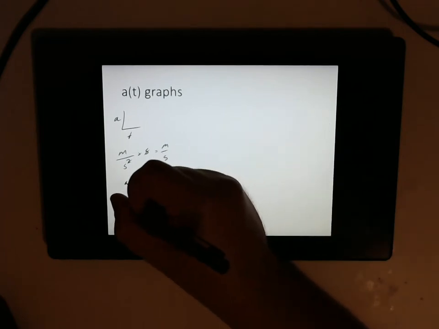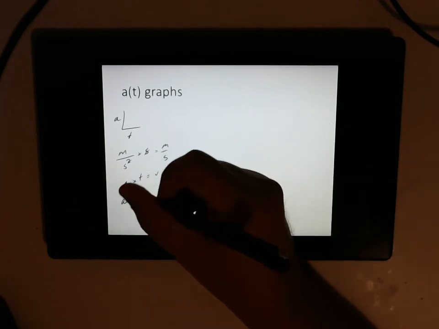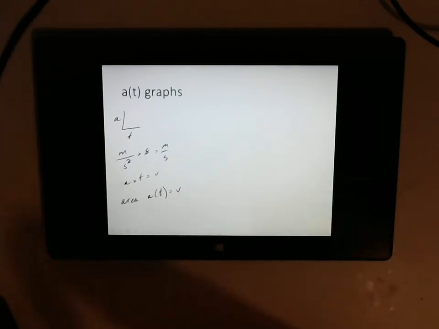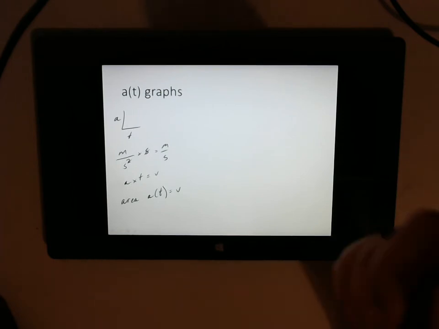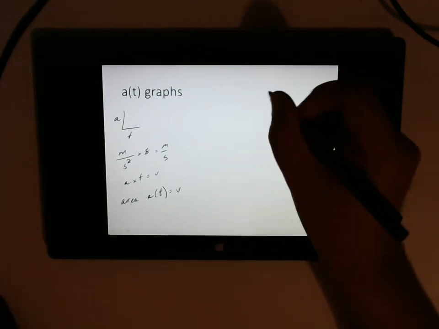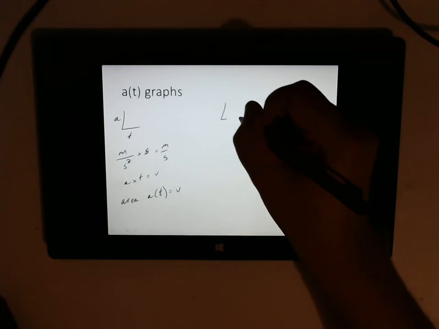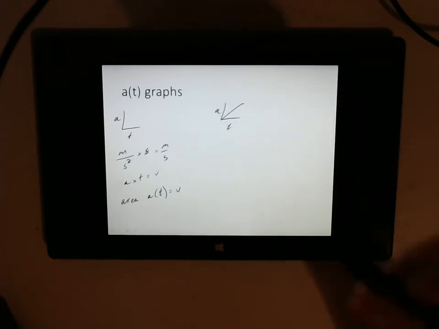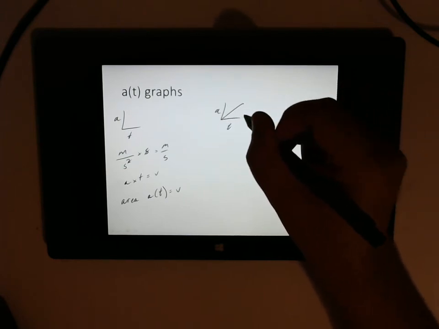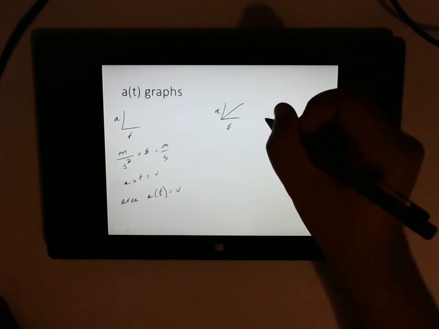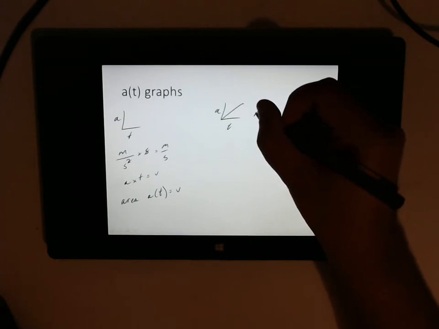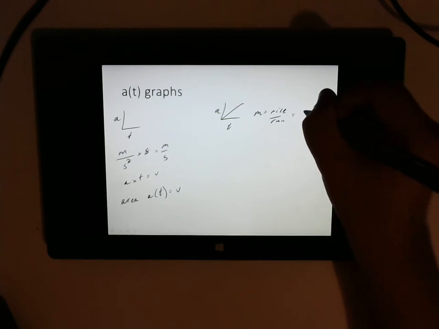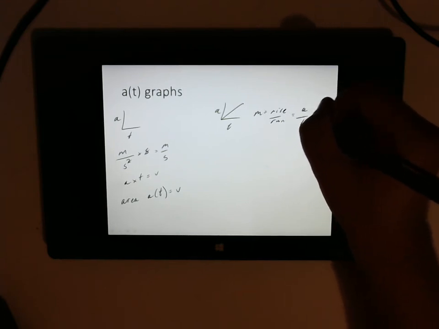So the area of an AT graph equals velocity. If we were to look at the gradient, let's say I had acceleration and time, and acceleration was increasing like this. We could do it flat as well, but then the gradient would be equal to 0, so it doesn't matter. We know that m equals rise over run, so that would equal acceleration divided by time.